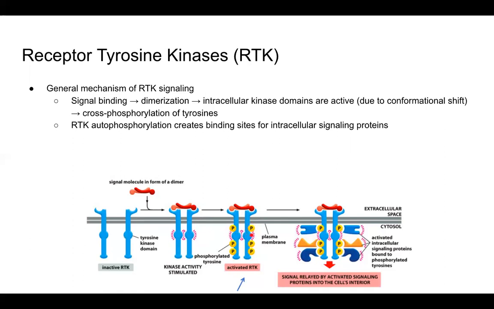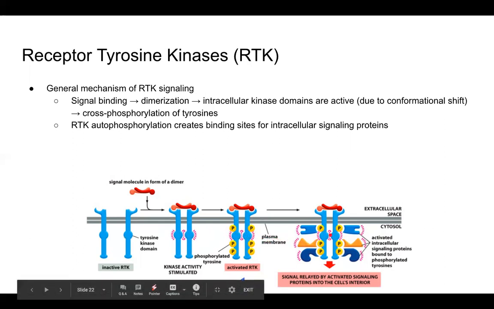And then the RTK autophosphorylation creates binding sites for intracellular signaling proteins. As you can see on the right side of the illustration, there are a lot of binding sites for things to bind to.